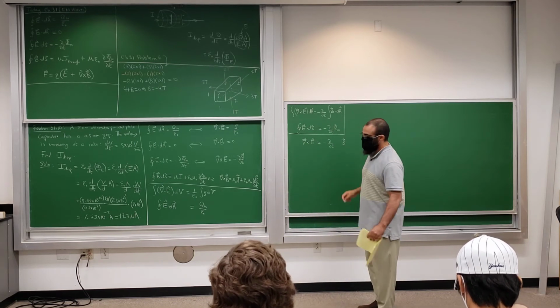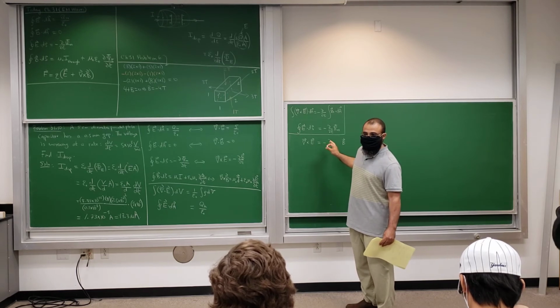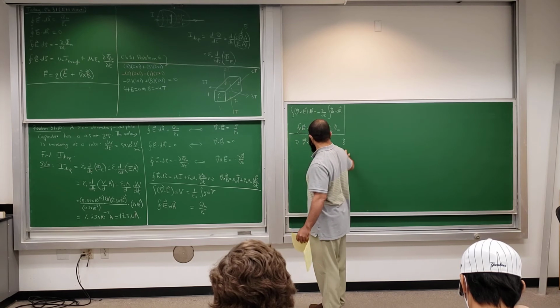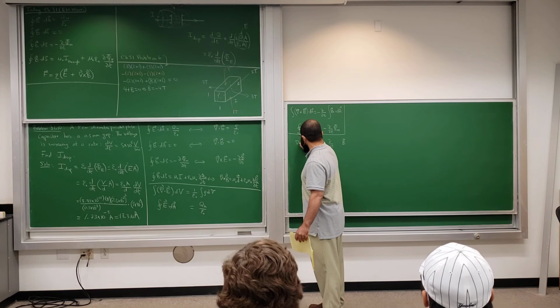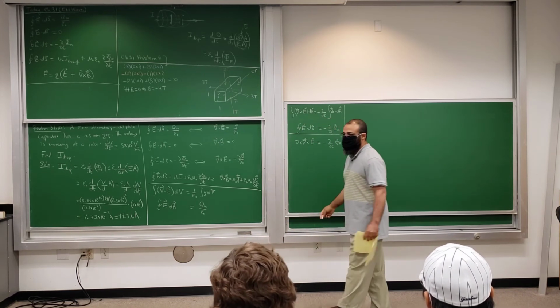I drew some space. So I'm going to take the curl of both sides. Take the curl of both sides. So this is Maxwell's equation. One of them, I'm going to take the curl of both sides. So do this and this.